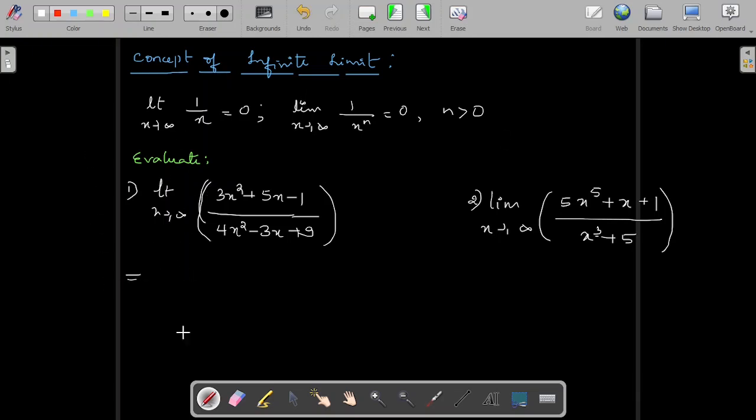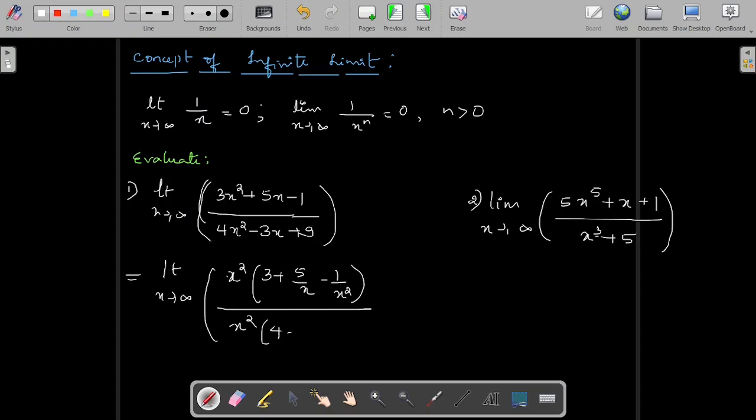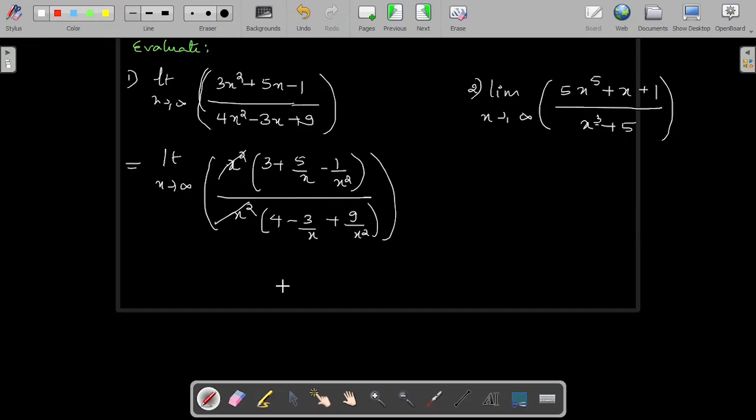So now evaluate this limit. In this case, x tends to infinity, so it is an infinite limit. The degree of numerator and degree of denominator are equal. So this is the highest degree term; let me take it outside: x square times 3 plus 5 by x minus 1 by x square. So x square cancels one back, and so on. Similarly, from the denominator take x square common: 4 minus 3 by x plus 9 by x square. So x square cancels. The term which was making both numerator and denominator an infinity by infinity form goes off now. Now apply the limit.